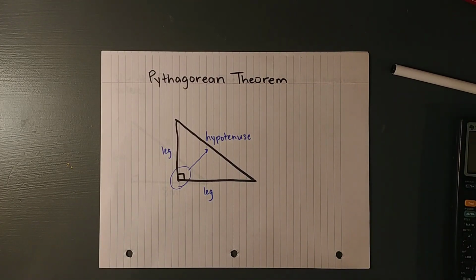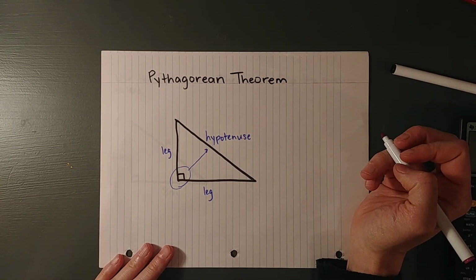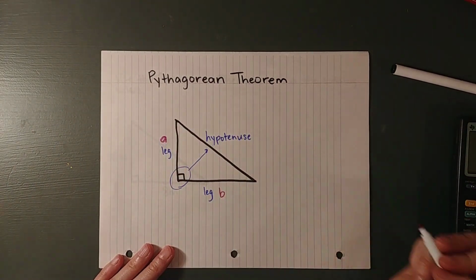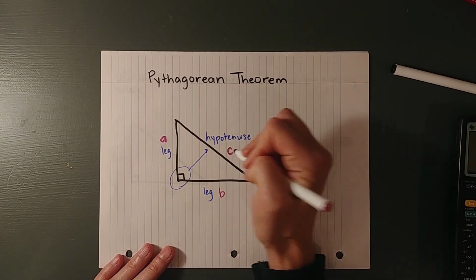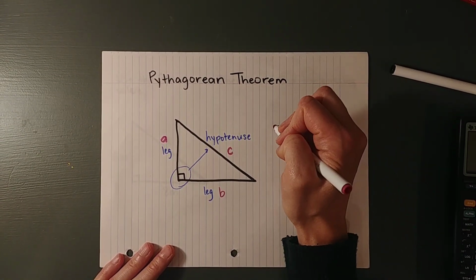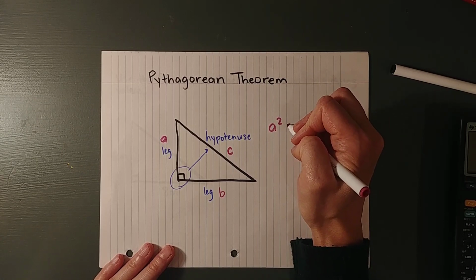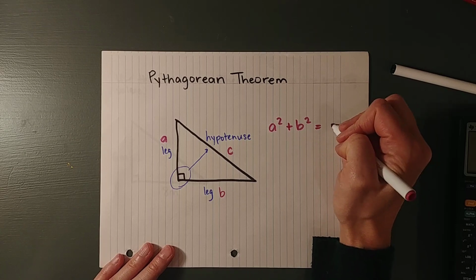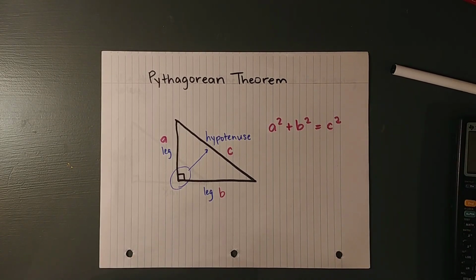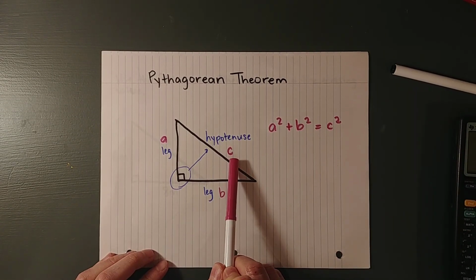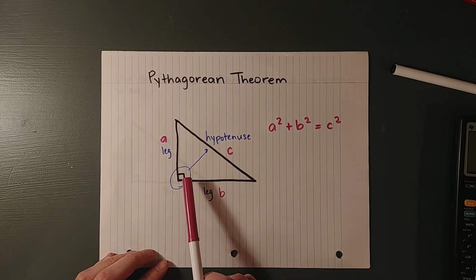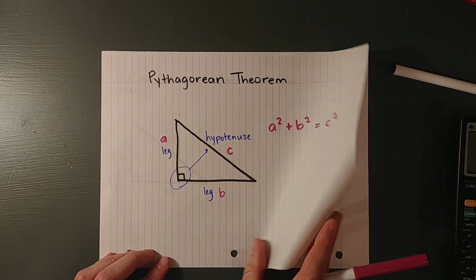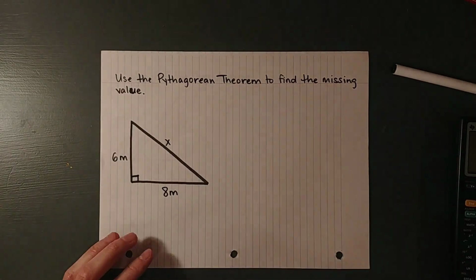And we call each of these sides A, B, and C. Now A and B are used for each of the legs of the triangle, and C is used for the hypotenuse. And when we see our Pythagorean theorem as a formula, it states that A squared plus B squared is equal to C squared. Okay, so it's really important that you make sure that C is always labeled as the hypotenuse, the longest side. Okay, so let's take a look at some examples of these.